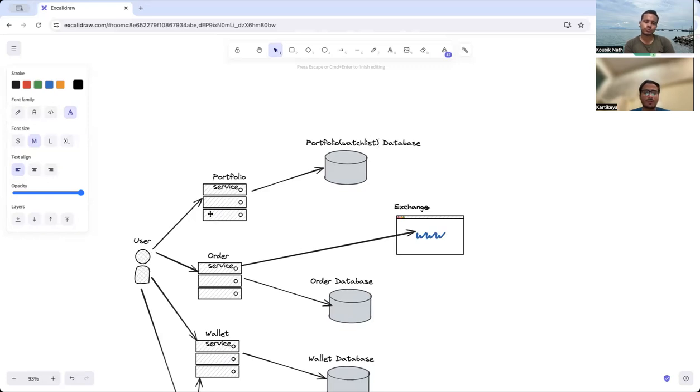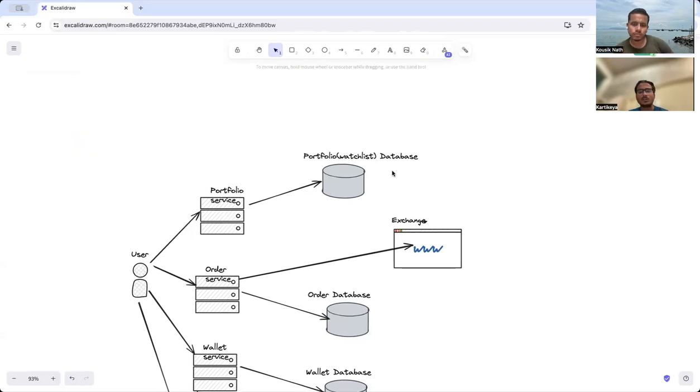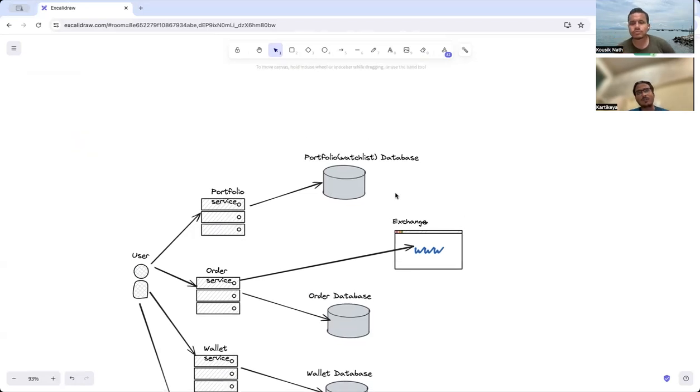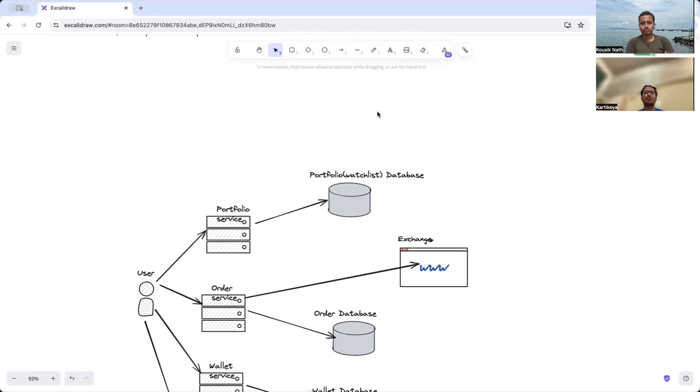If the user wants to see their watch list, they will make a REST call to the portfolio service and they can see their watch list. So here we will have two separate tables: one for portfolio and the other for watch list. Now the thing is the ticker part. The user is able to see the watch list, but the user should also see the price of a particular stock in real time. So we need a sort of trigger service.